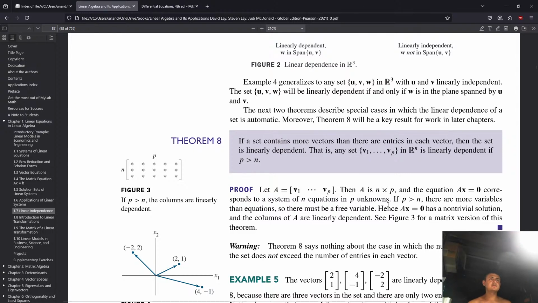Great. So these are column vectors. So if the columns is greater than n, which is the dimension or the number of, wait.